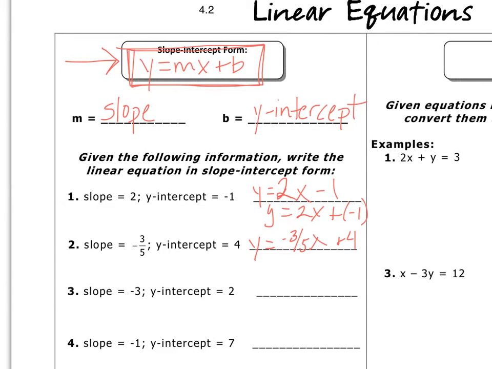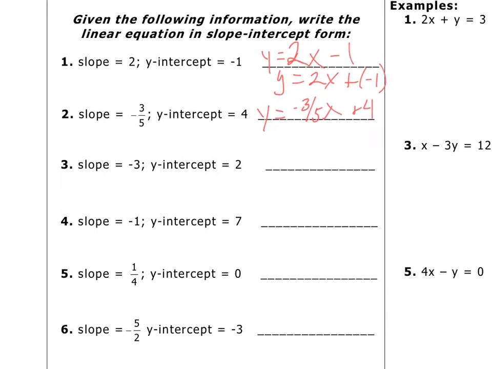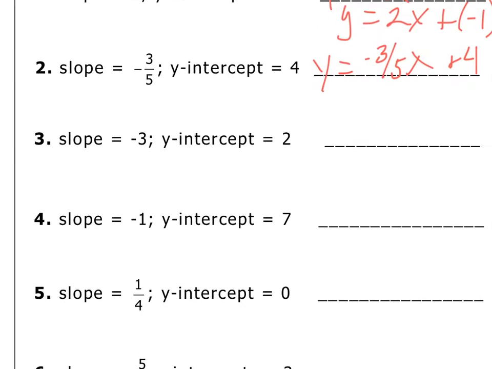Number 3. Let's do this. -3 is our slope, 2 is our y-intercept. Okay, so I'm going to say y equals -3x plus 2. Alright, number 4, slope is -1. y equals -1x plus 7. You could also write this as y equals -x plus 7.